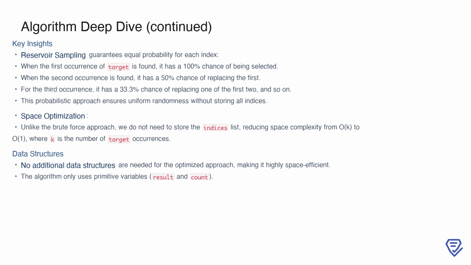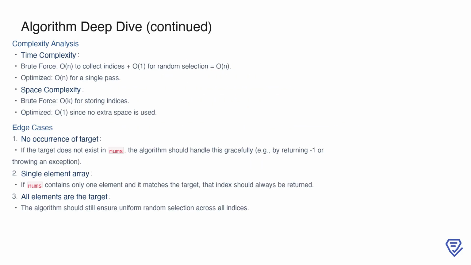Additionally, the space optimization is significant. Unlike the brute force method, which requires O(k) space to store the indices, where k is the number of times the target appears, reservoir sampling uses only O(1) space. This is because it relies solely on primitive variables like result and count, making it highly efficient in terms of memory usage. No additional data structures are needed, which further simplifies the implementation. Let's break down the complexity of both approaches.